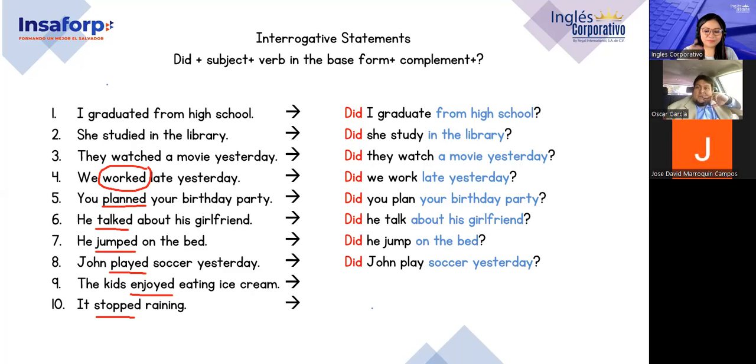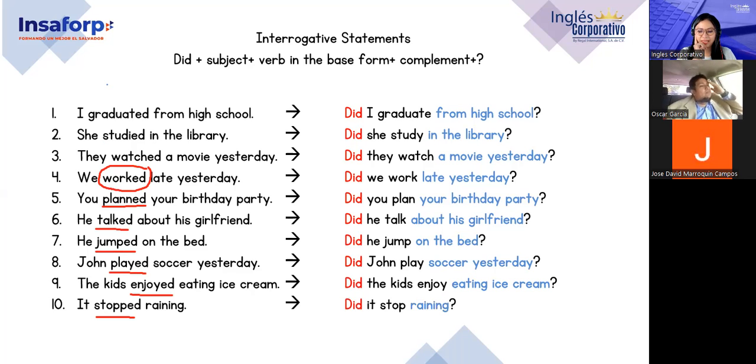Number nine. Did the kid enjoy eating ice cream? That's it. Did the kids enjoy eating ice cream? And the last one, it stopped raining. Did it stop raining? Okay, there we go.